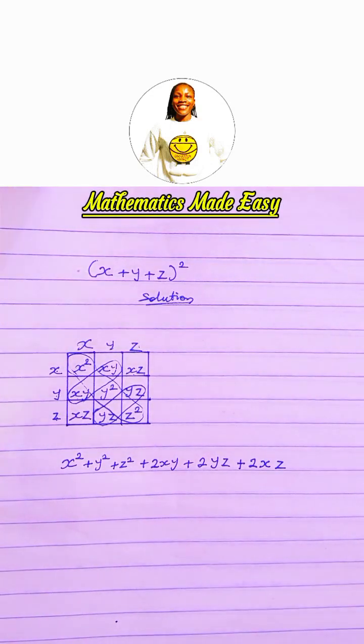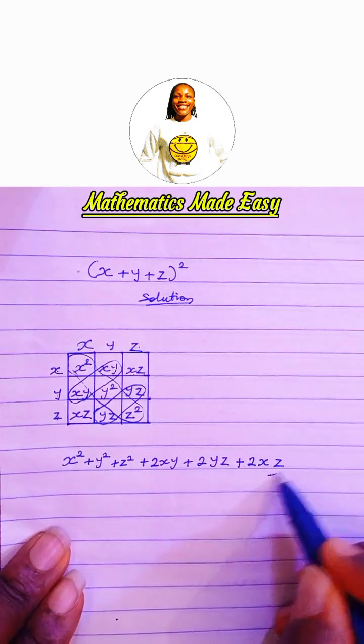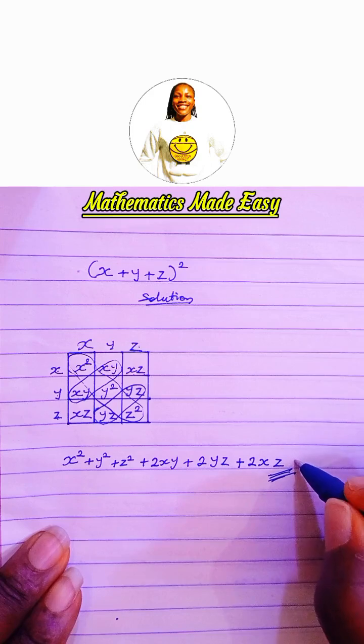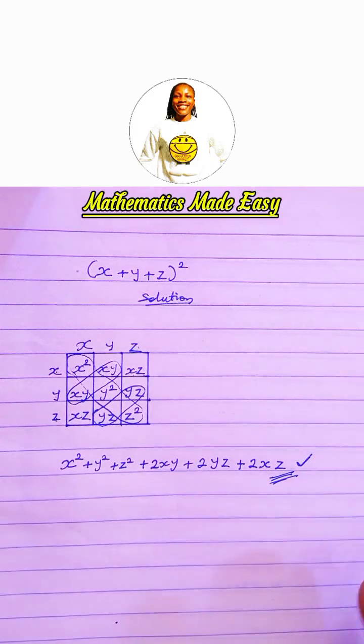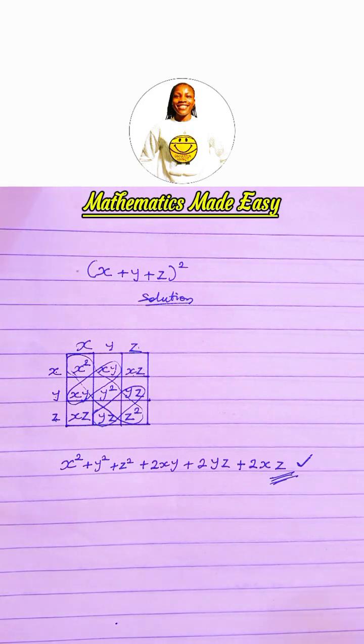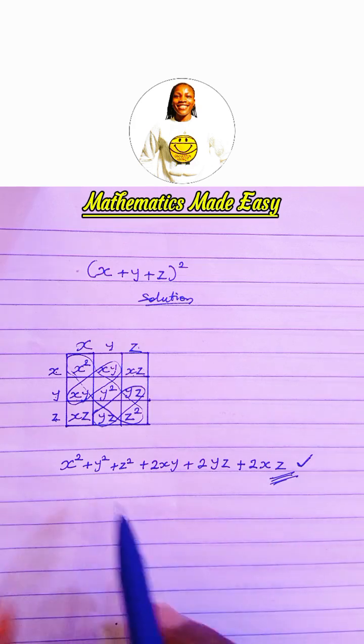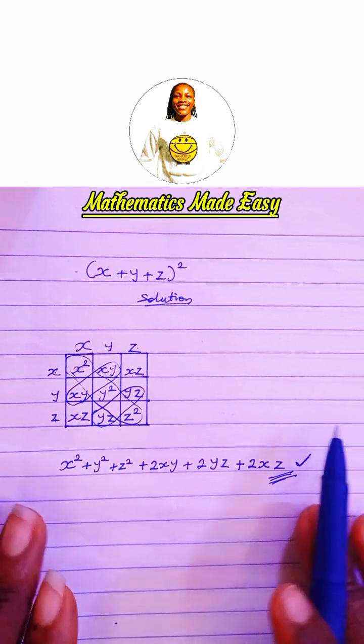As you can see, this method is as easy as you can think. This is the final answer. You can find out that the method is shorter than when you start expanding it. All right, so this becomes our final answer.